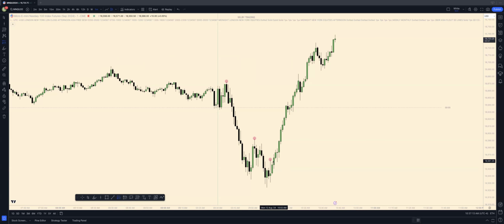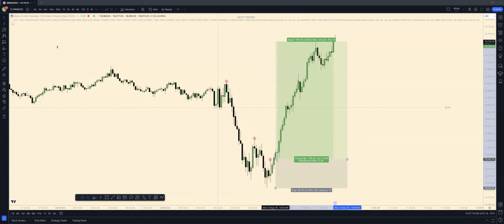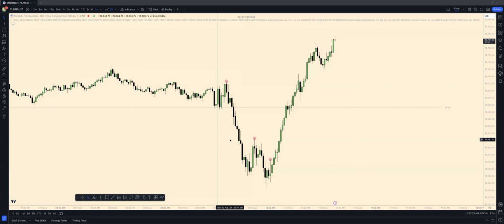So this would be our first entry, target, whatever you want to target. If you want to target these highs, let's just target these highs to stay consistent. So that's 3.2R, right? Fantastic. So let me delete all this. The next thing you can see is something called a change of state of delivery.